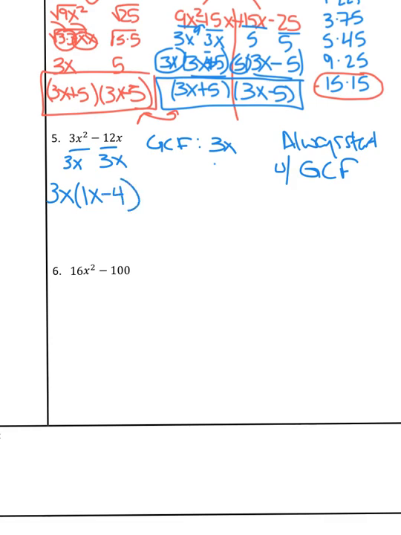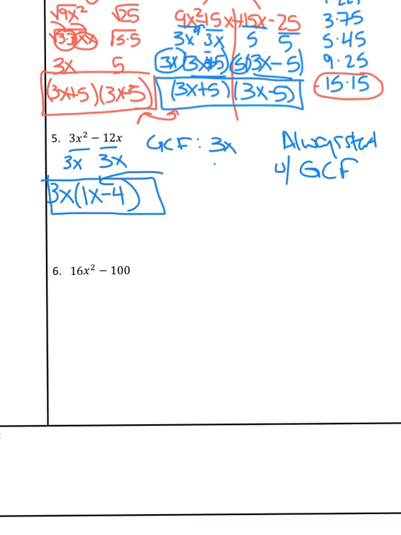Now I look at this problem. I have 3x times x minus 4. There is no quadratic, right? This is not a quadratic. It is a difference, and they're both actually perfect squares, right? Square root of 1 is 1, square root of 4 is 2, but it's not a quadratic. If it's not a quadratic, we are done, right? We're looking for these. This is my answer. 3x times x minus 4. That's it. We have nothing else to do.